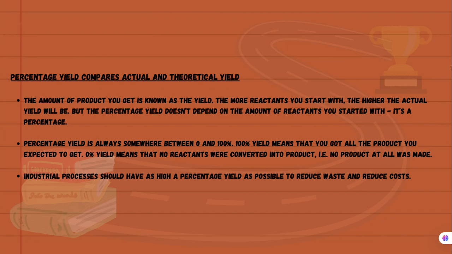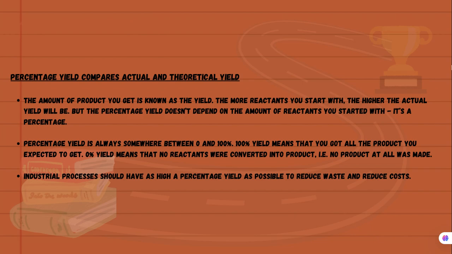Percentage yield compares actual and theoretical yield. The amount of product you get is known as the yield. The more reactants you start with, the higher the actual yield will be. But the percentage yield doesn't depend on the amount of reactants you started with, it's a percentage. Percentage yield is always somewhere between 0 and 100%.